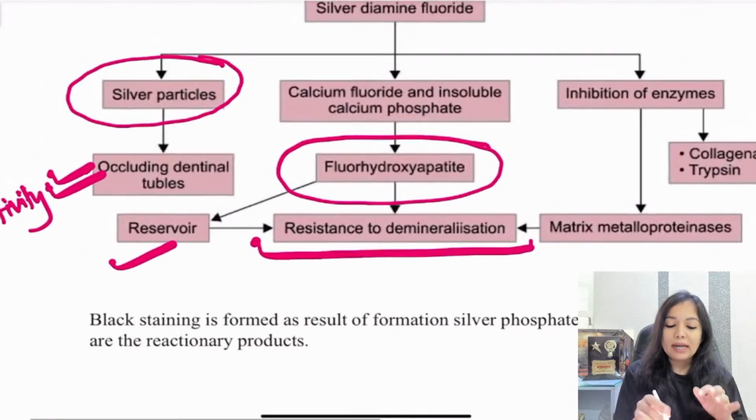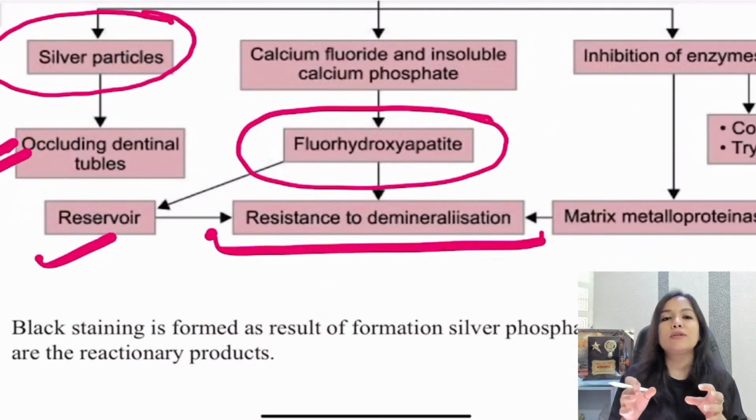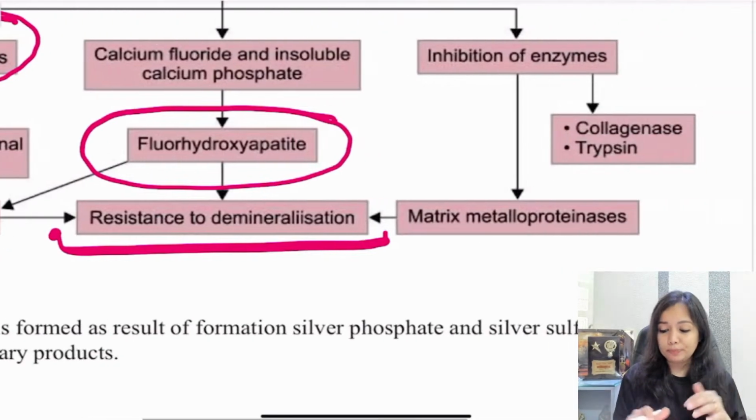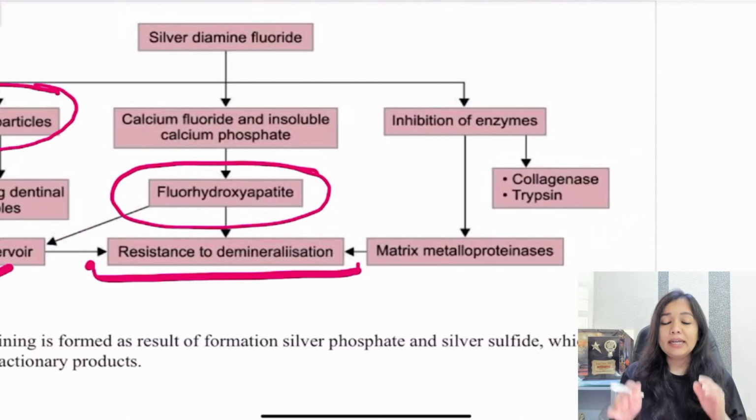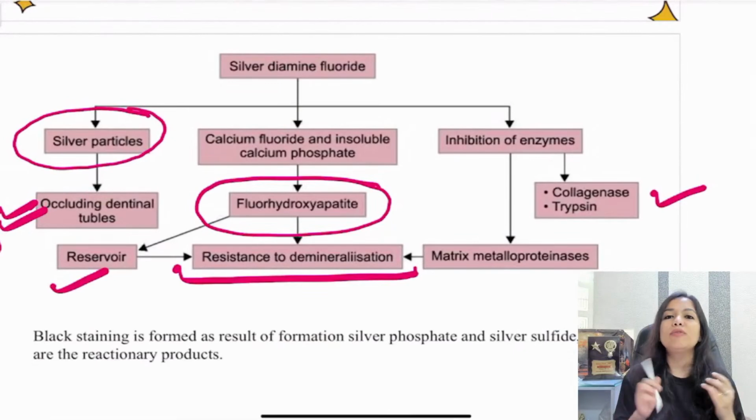So two things we've read. The silver particles of SDF will help in occluding dentinal tubules, which will reduce the hypersensitivity, and the calcium fluoride and insoluble calcium phosphate shall form fluorapatite crystals, which will cause resistance to demineralization by acting as a reservoir of fluoride. The third thing it does is it inhibits the enzymes such as collagenase and trypsin. Of whose enzyme is this inhibiting? It is inhibiting these enzymes of the bacteria. So it has a bacteriostatic action also. Hence it stops the active microbial action. So these are the three things that silver diamine fluoride actually does.